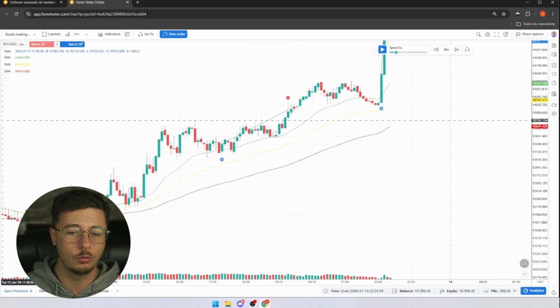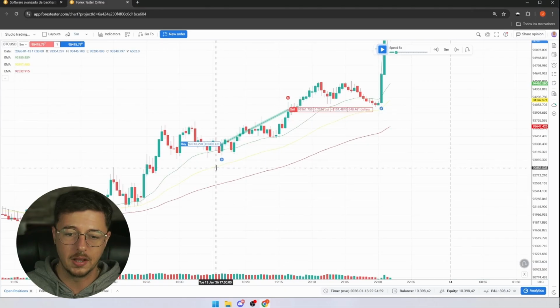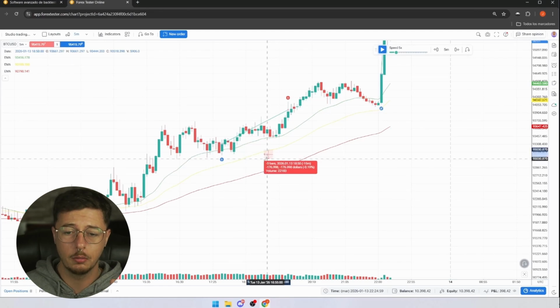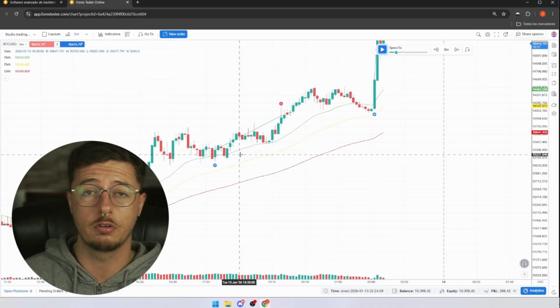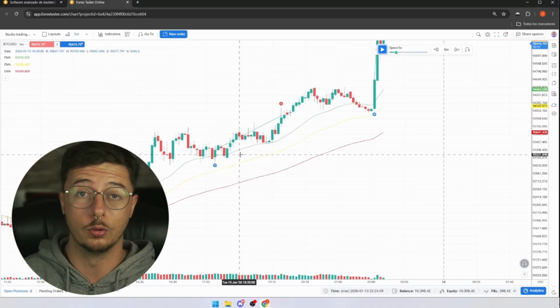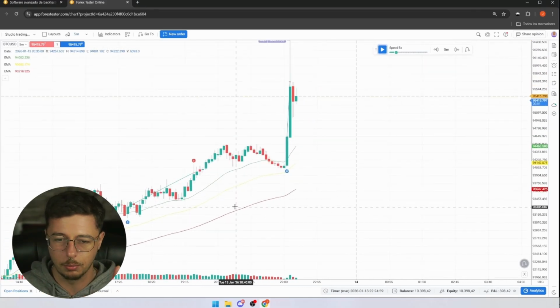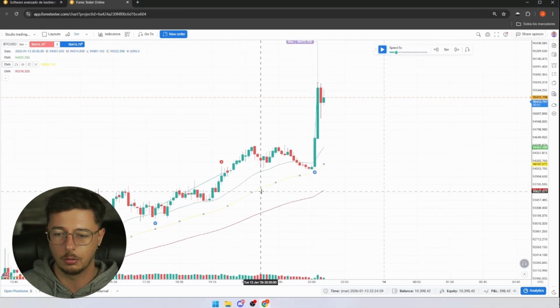The risk management is really simple as well. We place the trade here, and our stop loss is always going to go below the 50 moving average, and our take profit is going to go with a risk reward of 1 to 1.5. So if we are risking $100, we are looking to get 150 in return. This is the complete base of the strategy, and you can see it's really simple. Here I've got 2 quick examples that are really nice, and I'll show you another one live so you can see how it performs.